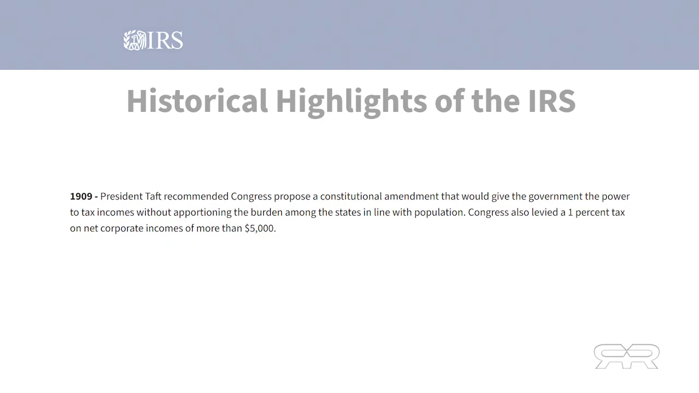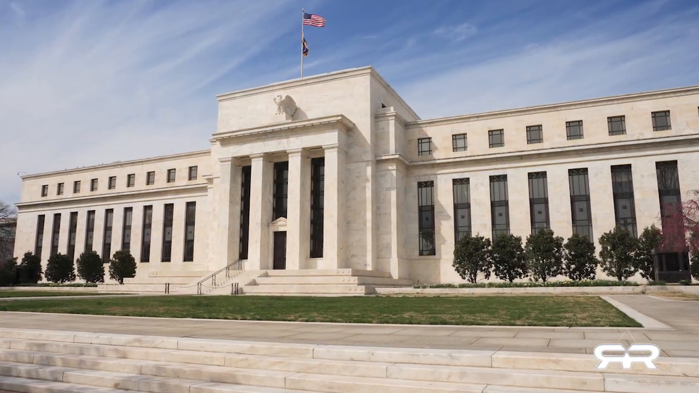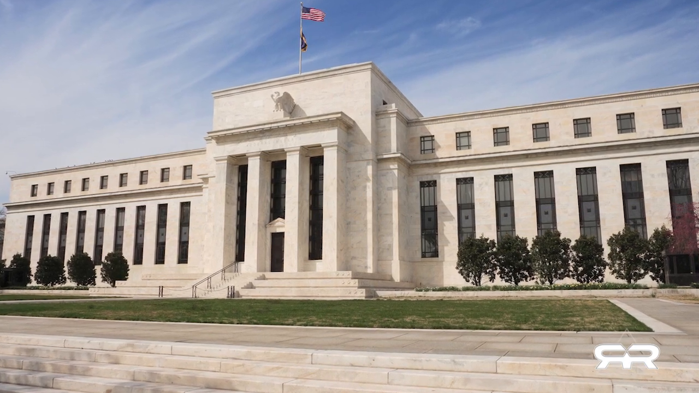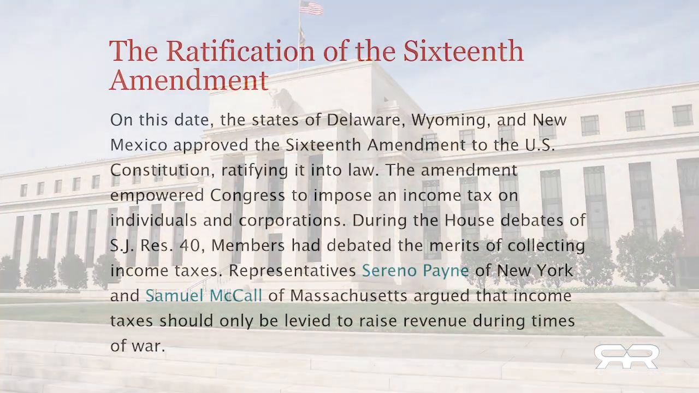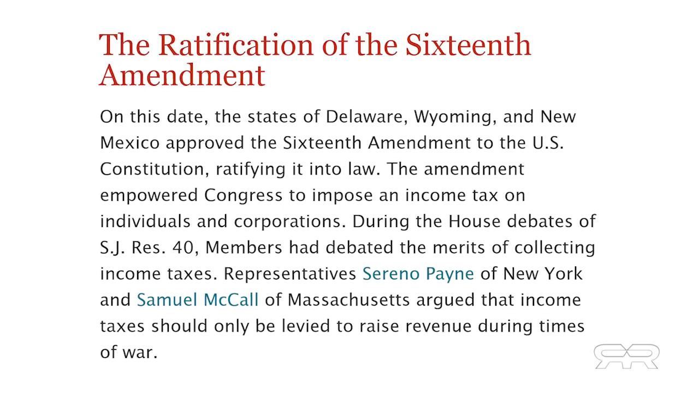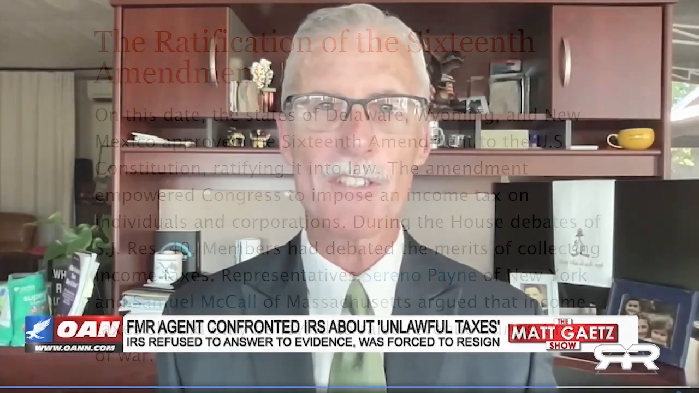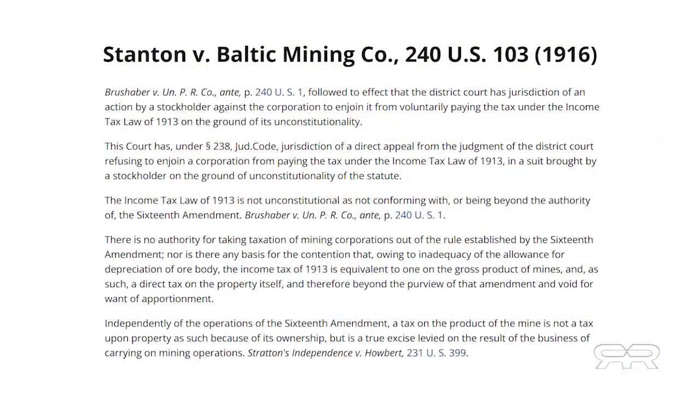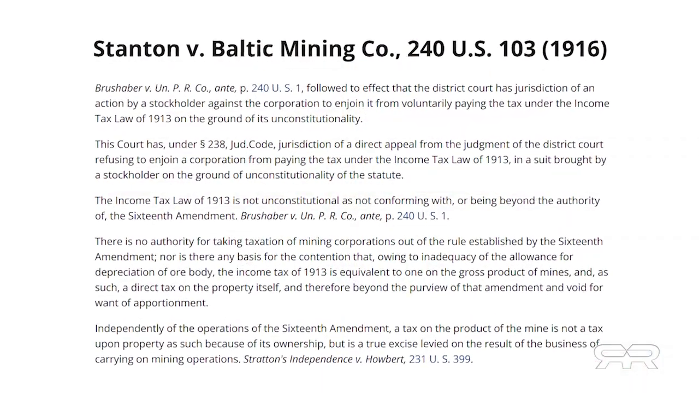apportioning the burden. In 1913, the Federal Reserve Bank was established. Along with it came the ratification of the 16th Amendment, which gave what many court cases show to be undue power to the Internal Revenue Service. This includes case law that was withheld from IRS employee training, such as Stanton versus Baltic Mining Company.